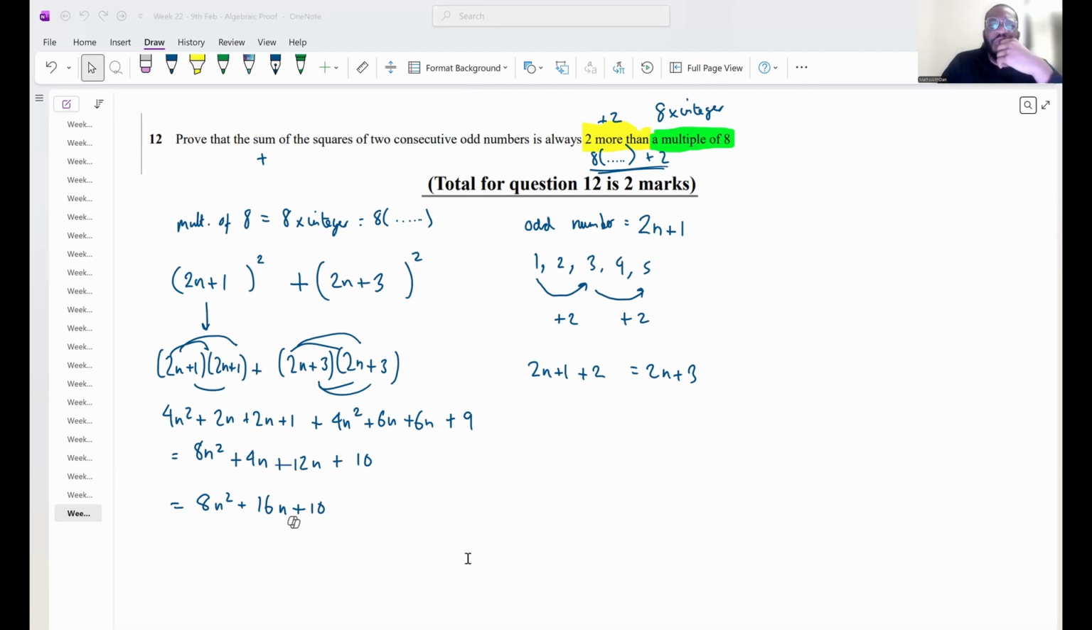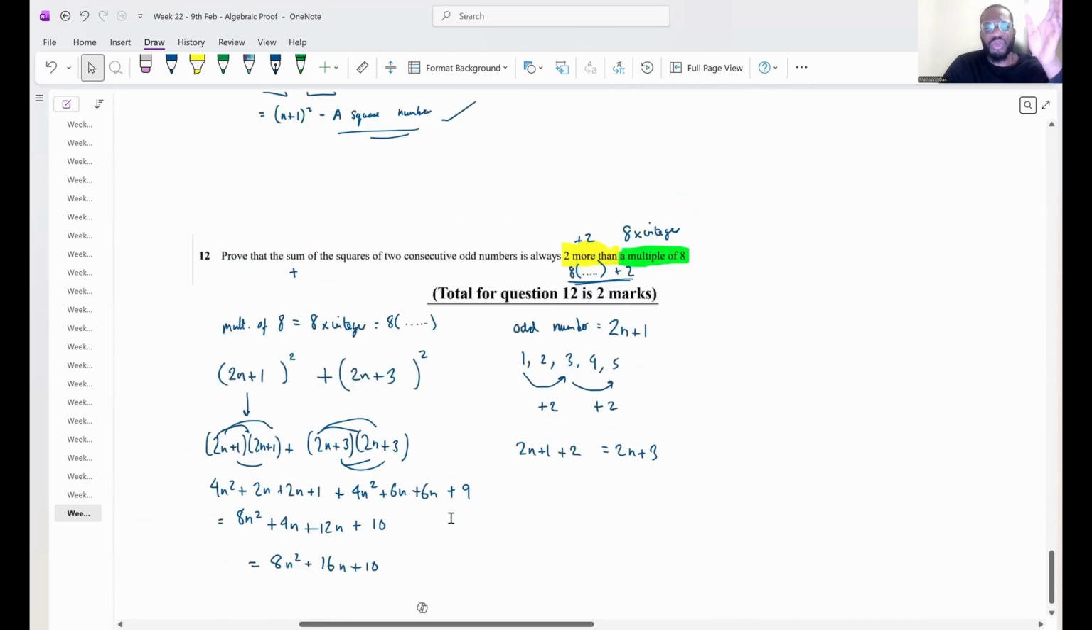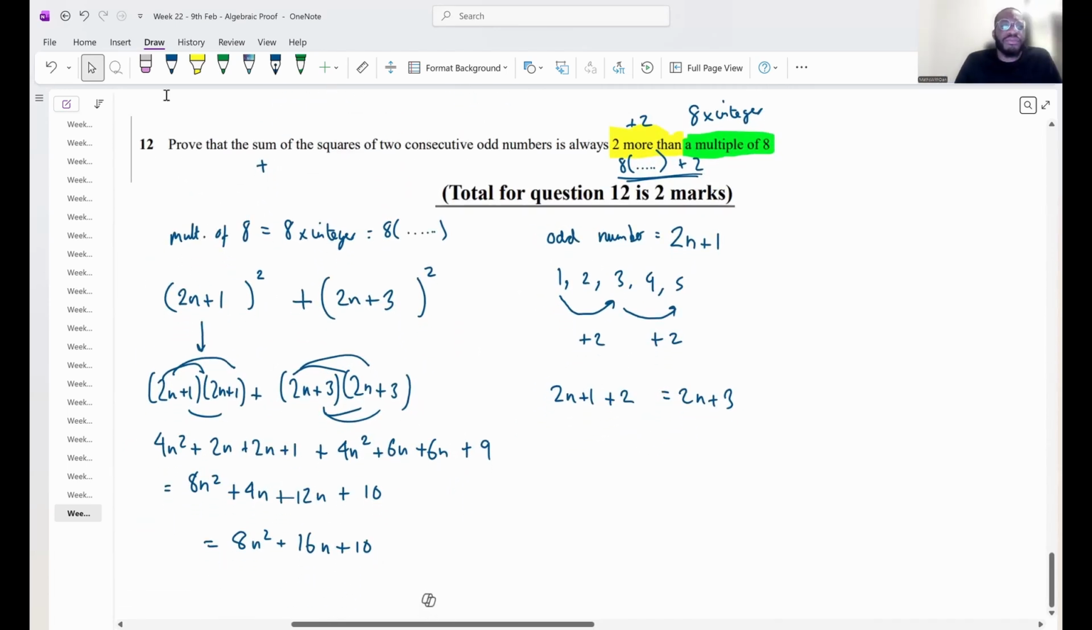Now, what do I do from here? Remember what we're trying to show? We're trying to show it's always 2 more than a multiple of 8. We know that's going to be 8 times a bracket plus 2. So when I look at that, I need to have a plus 2 somewhere. But we don't have a plus 2, we just have a plus 10. Is there anything we can do to get that plus 2?